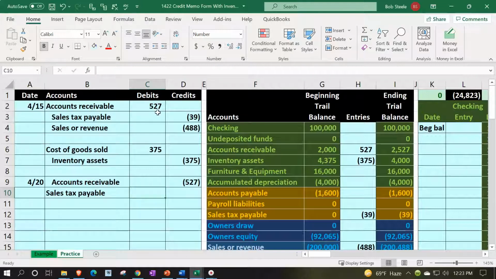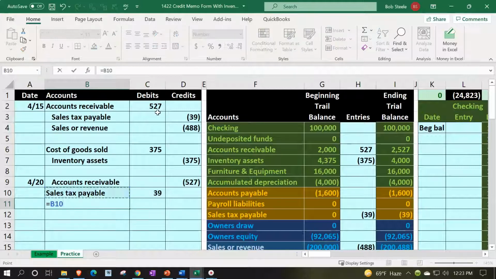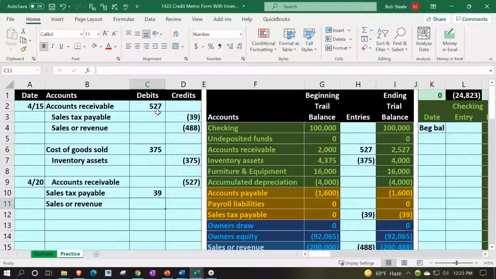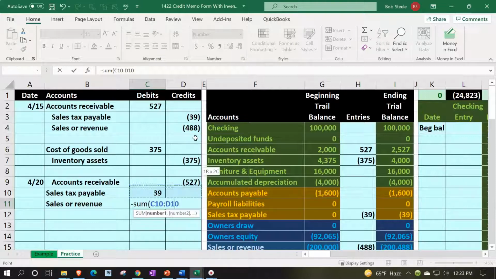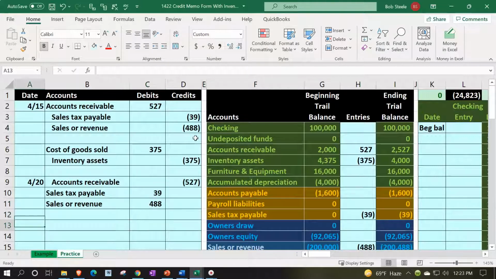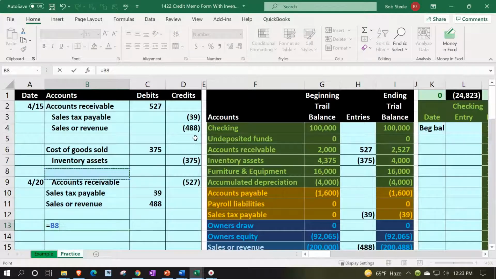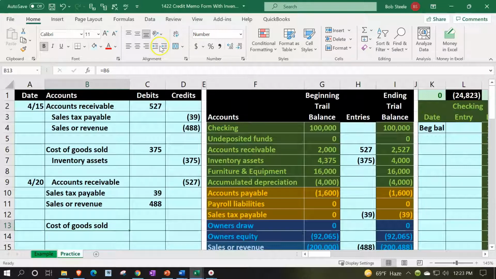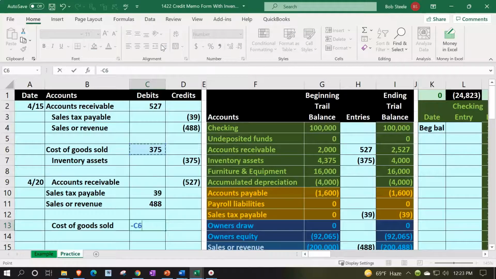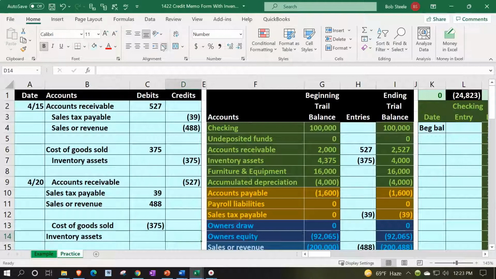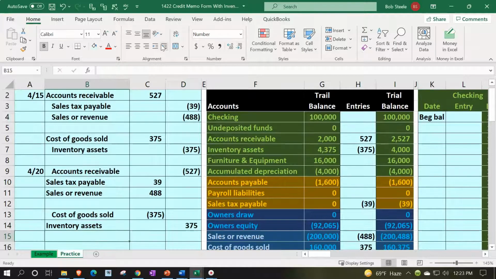So then we're going to say the sales tax payable is going to be a debit, negative of that 39. And then we're going to say that the sales or revenue here is going to be a negative. You could use the plug function, or you could say negative of that 488, negative sum plug function of that. There's the 488. And then on the cost of goods sold, this is the credit on top again. You can't put the credit on top. You totally can. Do it just to anger people. Here we go. It'll still work.